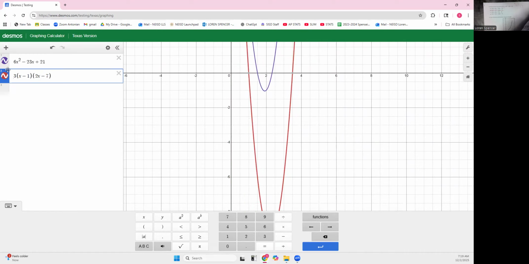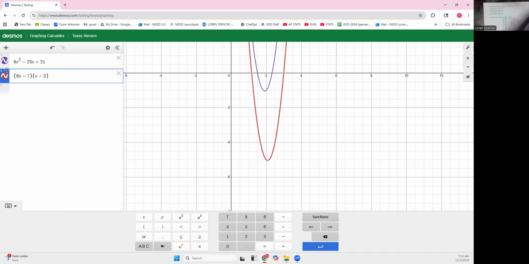Oops, that's a mess. Try that again. Erase all that out there. 6x minus 7, and then x minus 3. And once again, it doesn't lay on that one, so it can't be C. Then we go to D, which will be our last one. 3, and then we have parentheses x minus 1, and then we have 2x minus 7.